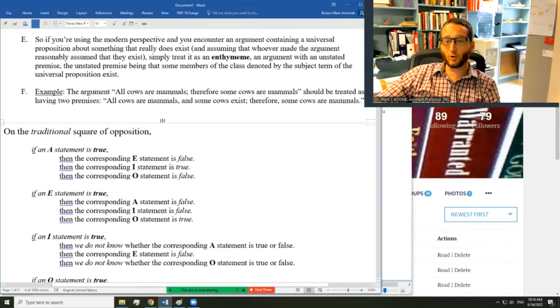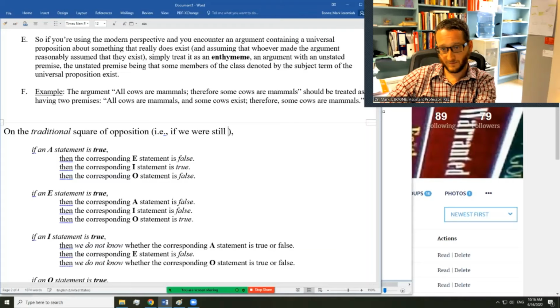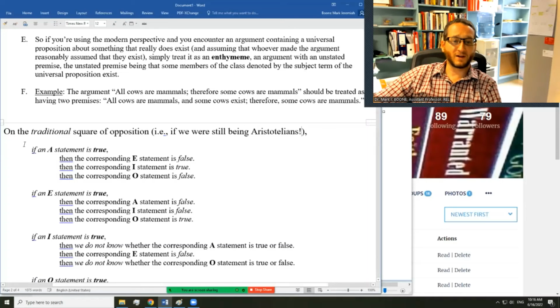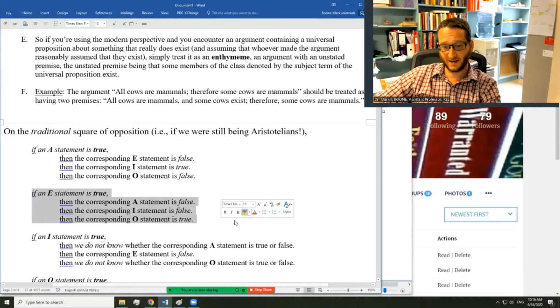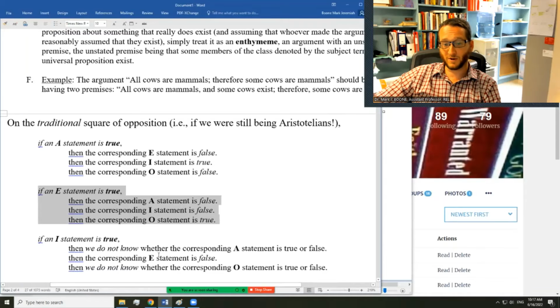Here are a whole ton of immediate inferences in modern logic, and I can tell you which ones are good and which are not. On the traditional square of opposition, using the Aristotelian perspective, on existential import. If an A statement is true, its corresponding E statement is false. Its corresponding I statement is true. Its corresponding O statement is false. If an E statement is true, its corresponding A statement is false. Its corresponding I statement is false, and its corresponding O statement is true.